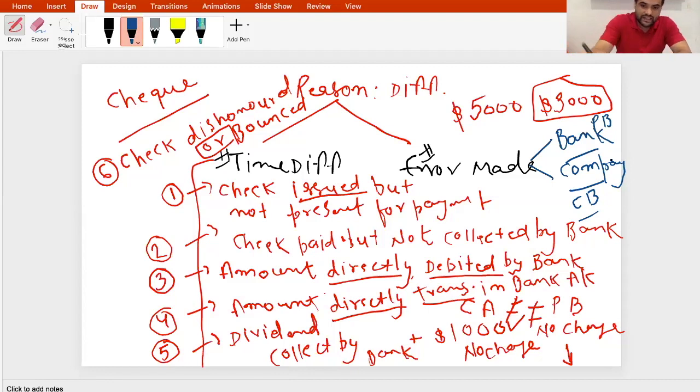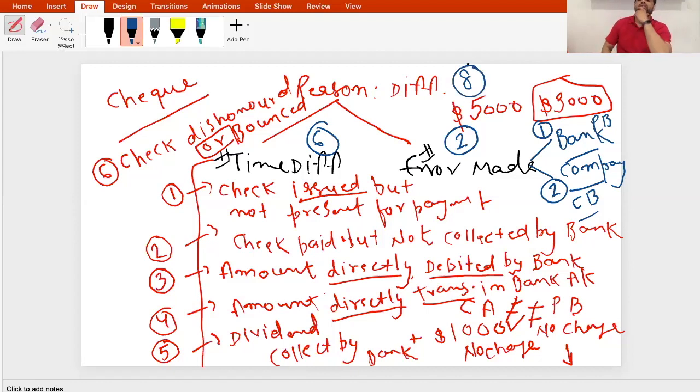Now we have studied 6 reasons in time difference, and 2 reasons here, which means 1 by bank and 1 by company. So in total, we studied 8 reasons. These 8 reasons will be a question in your assignments, of course in the form of numbers. You have to find the difference, and once you identify it, you have to make some changes in your accounts so the balances can be the same. That's why we are going to prepare a bank reconciliation statement.